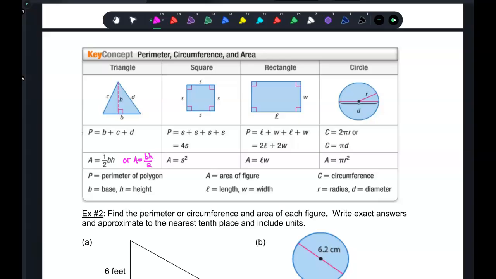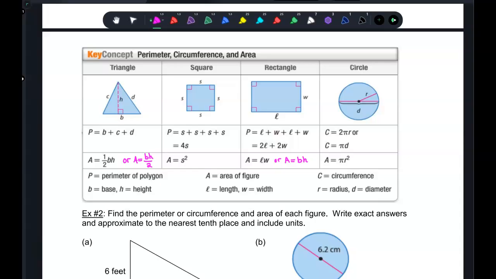A square, adding up all the sides. Well, if all the sides are the same, we could just do 4 times the length of the side. Area, side times side, or side squared. Technically, you could use the formulas for a rectangle for a square. For a rectangle, we have length and width, or base and height, however you want to think about that. Perimeter is adding up all the sides, or 2 times the length plus 2 times the width. Area is length times width, or base times height, depending. I personally like to use base times height, rather than length times width.